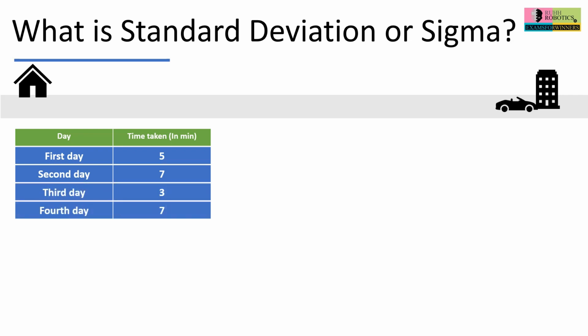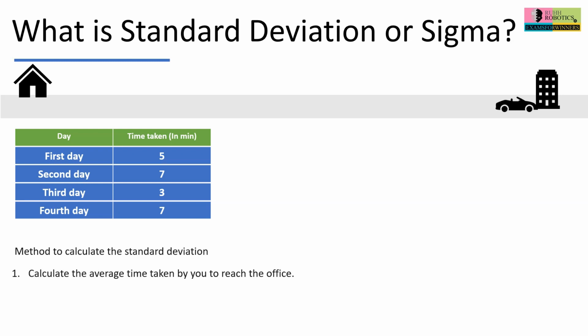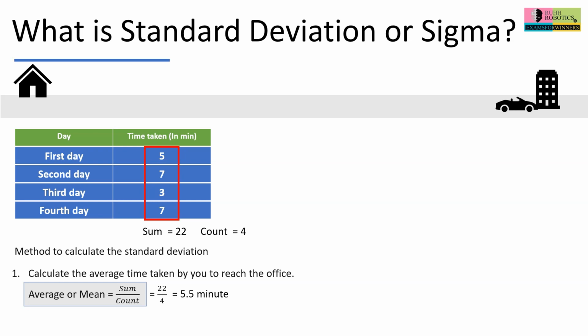Now, let's understand the method to calculate the standard deviation. First, we calculate the average time taken by you to reach the office. We add all values, which in this case is equal to 5 plus 7 plus 3 plus 7, and it is equal to 22. The count is 4. Therefore, the mean or average is equal to 22 divided by 4, which is equal to 5.5. Hence the average time you take to reach the office is 5.5 minutes.